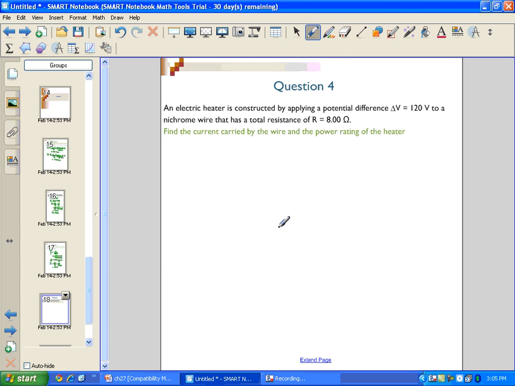Next problem. Question 4 says we have an electric heater which is going to be subjected to a potential difference of 120 volts. The total resistance of the wire that makes up the heater is 8 ohms, and we want not only the current that passes through the heater, but also the power rating of the heater. Well, to get the current, we simply use Ohm's law, delta V over R, 120 volts divided by 8 ohms. That gives us a current of 15 amps.